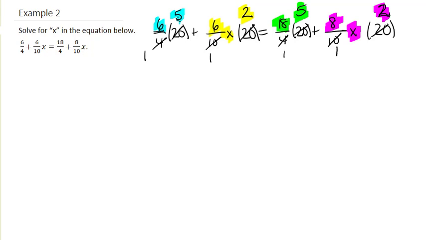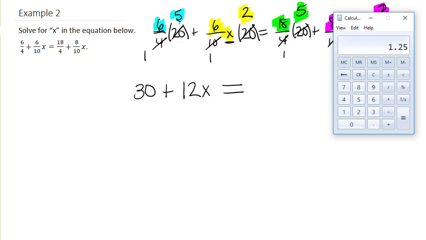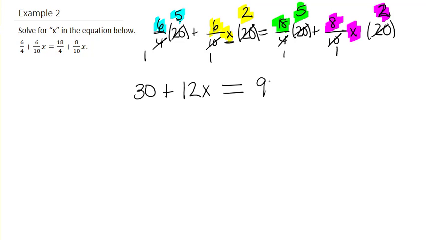So now we have 6 times this 5. So that's equal to 30. Now we have plus. Now 6 times 2 is 12, and it's with an x right here. Then we have an equal sign. Now we have 18 times 5. Let's go ahead and get our calculator out. 18 times 5, which is equal to 90. Then we have 8 times 2, so that's 16x.